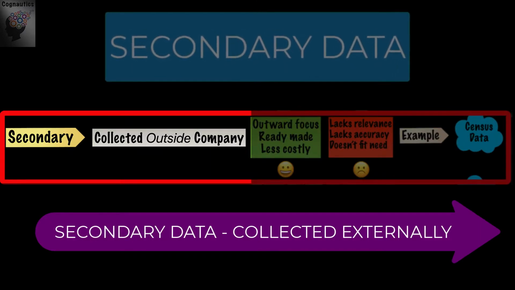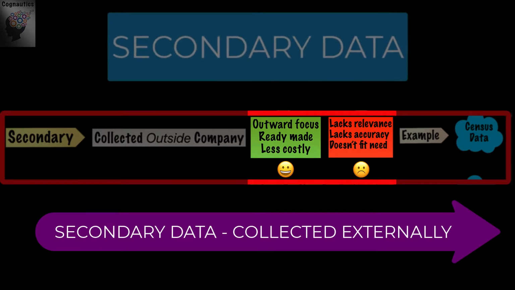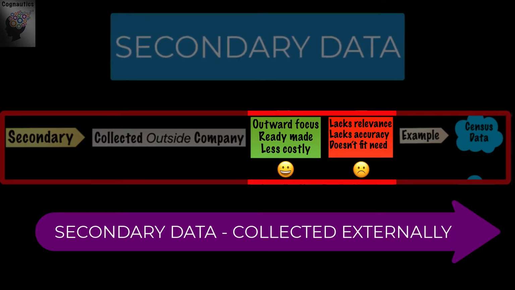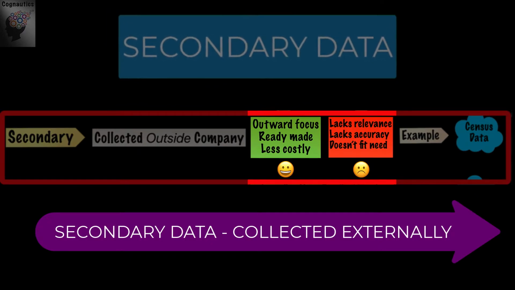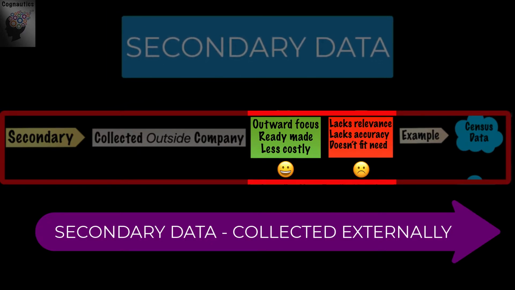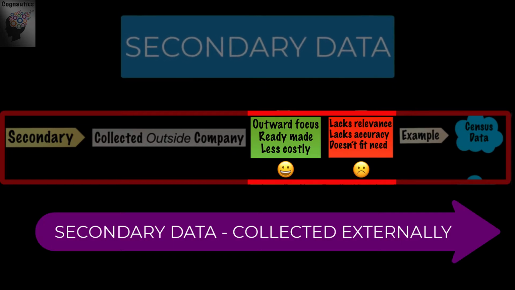This relates to external data which is collected outside the company. Unlike primary data, the advantage of secondary data is that it's outwardly focused, it's ready-made and likely to be less costly than primary data. It's worth adding a caveat here when I blithely describe data as being more or less expensive. It's going to depend on the individual situation, so it's a generalization, but I think it's reasonable to give you a rule of thumb which helps you to understand the topic as a whole.